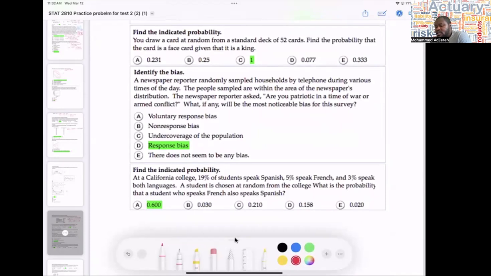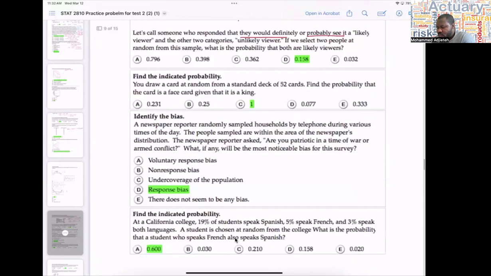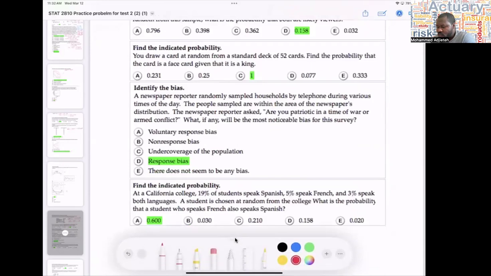For this, it says that you draw a card at random from a standard deck of 52 cards. Find the probability that the card is a face card given that it is a king. How do we answer this problem? Let's try to do it. So to answer that problem, we are looking for the probability of a face card, given that it is a king. That is what we are looking for.